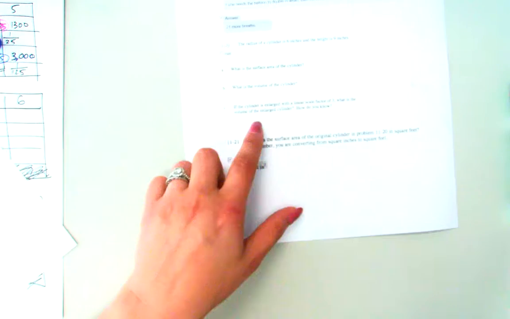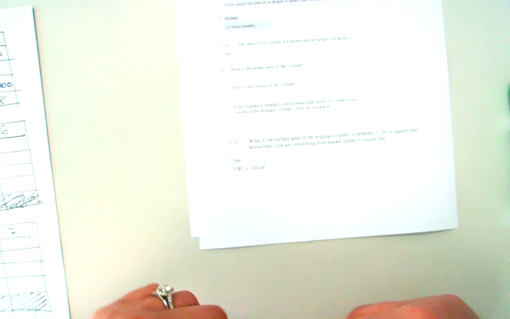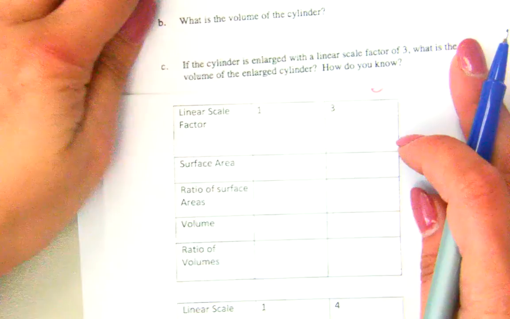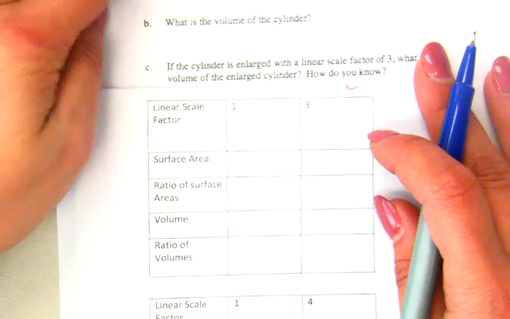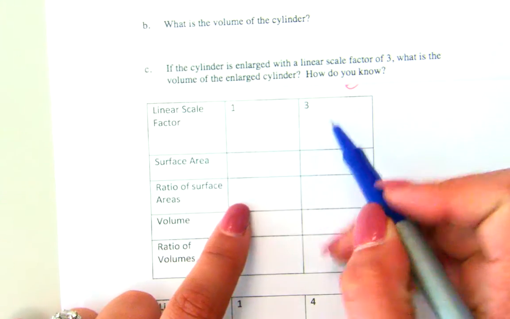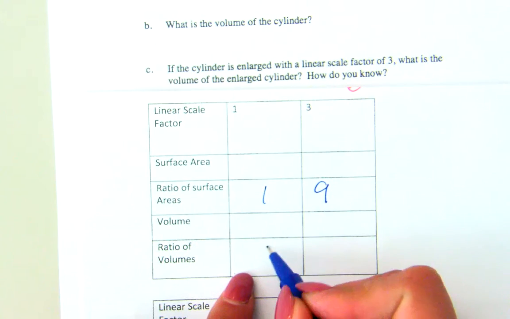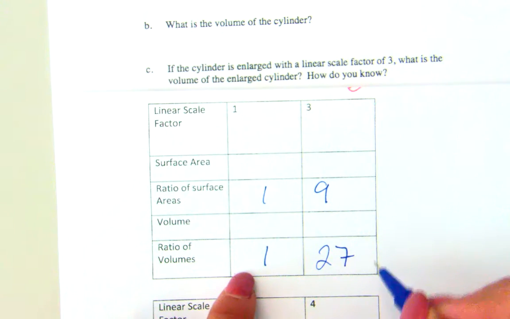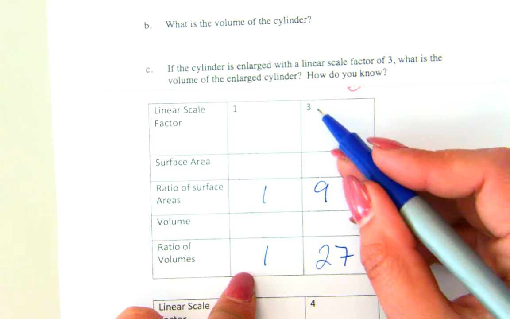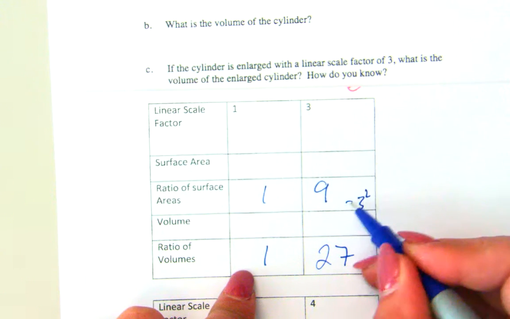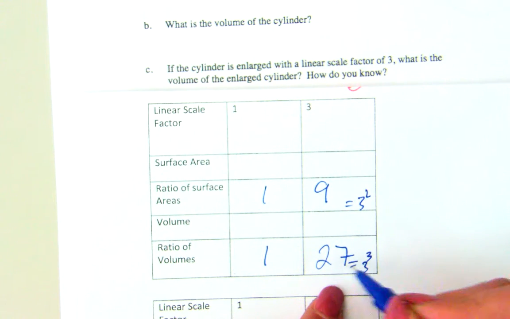So if the cylinder is enlarged by a linear scale factor of 3, what is the volume of the enlarged cylinder? So this actually goes with what we did today. It actually piggybacks on the third piece right here. Sorry if you can't see. Which is a linear scale factor of 1 to 3. So if we enlarged it by 3, that means the surface area ratio is going to be 1 to 9, and the volume ratio is going to be 1 to 27. Because 3 squared is 9, right? 3 squared is 9. 3 to the third is going to be 27.